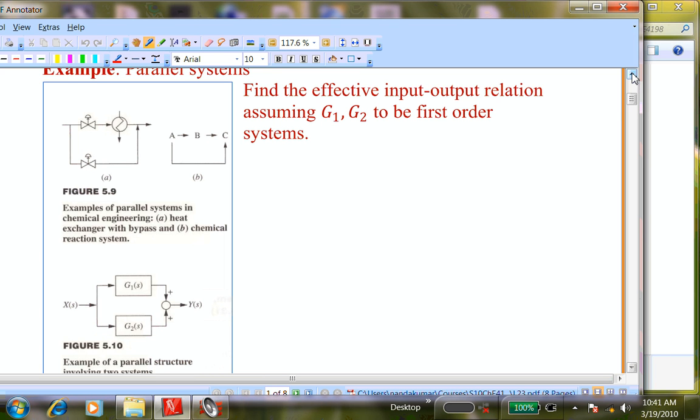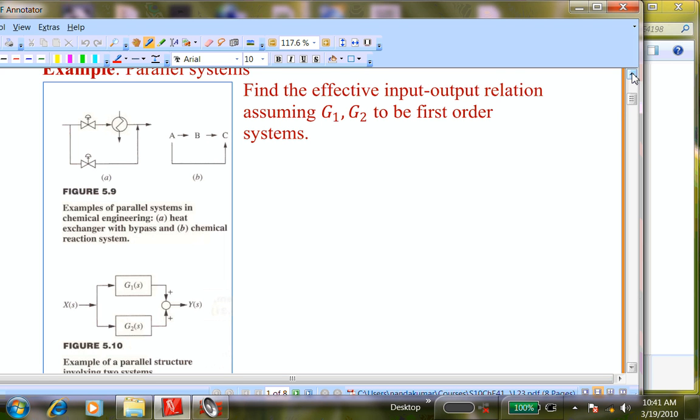Is this becoming weaker? Just a loose connection here.